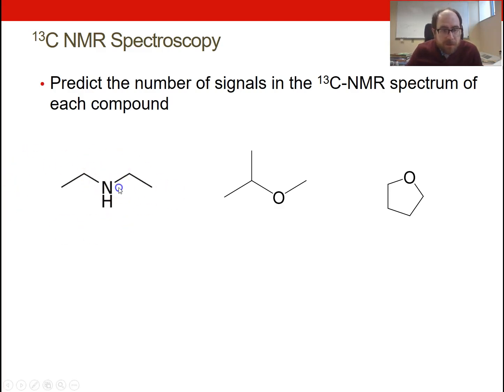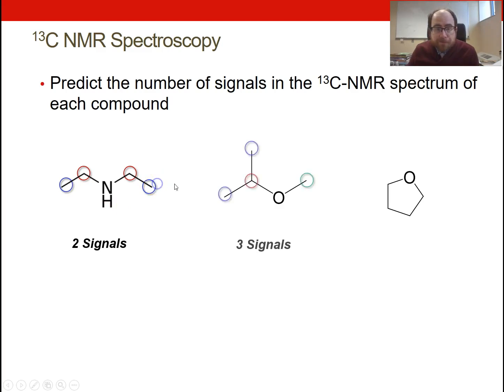So in this amine, we have essentially 2 signals because, again, thinking about the symmetry of the molecule, we have a plane of symmetry that goes directly down the nitrogen. So these 2 carbons are in the same chemical environment relative to the central amine as the 2 carbons indicated in blue. So you should see 2 signals in the carbon NMR spectrum.